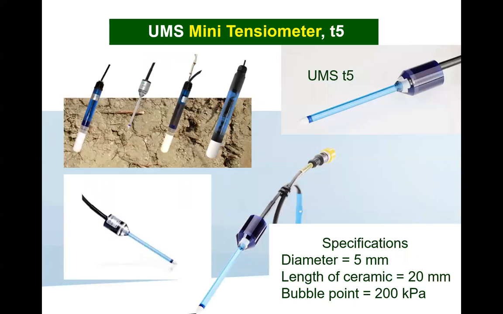A company called UMS recently developed a mini T5 tensiometer. The ceramic tip is 5 millimeters in diameter and has an air entry value of about 200 kilopascals. The manufacturers suggest that it can measure matrix suctions up to about 200 kilopascals over a limited time period. If cavitation occurs, the tensiometer can be serviced and restored to its original capacity. The tensiometer comes with a special fluid that is used for servicing the tensiometer.